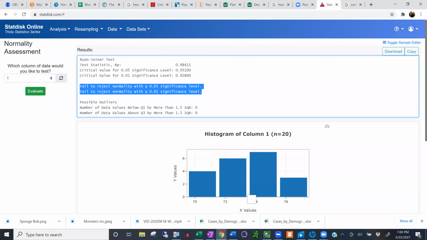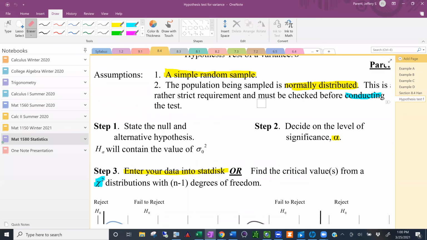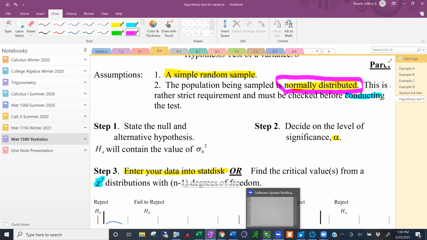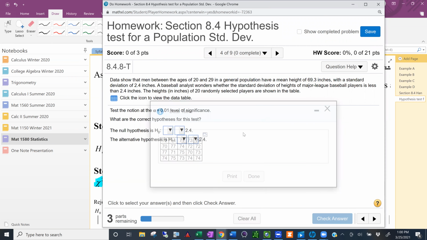If you remember from the handout, one of the assumptions, or requirements, is that you have to have normally distributed data. And we can't prove that we don't have normally distributed data, is what this is saying. So we're okay there. We can do the rest of our test. So I can close this out.